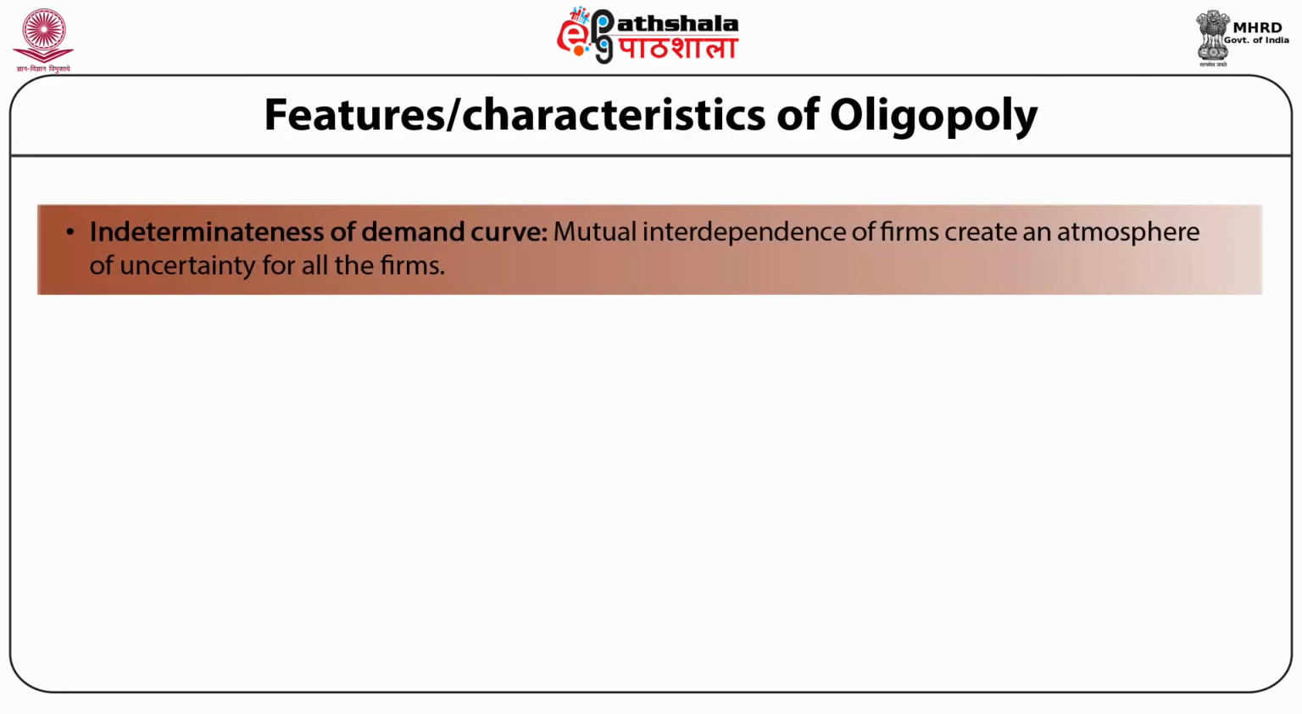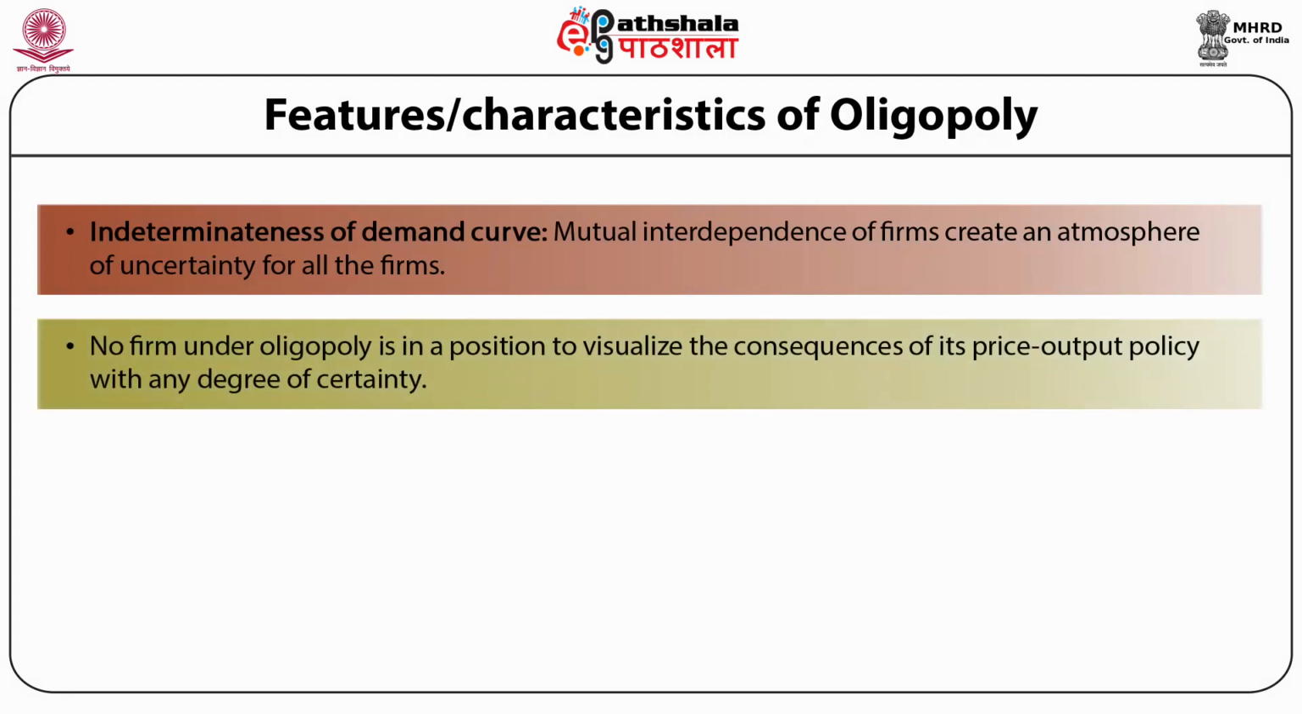Indeterminateness of demand curve. Mutual interdependence of firms creates an atmosphere of uncertainty for all the firms. No firm under oligopoly is in a position to visualize the consequences of its price output policy with any degree of certainty. This results in indeterminateness in the demand curve.